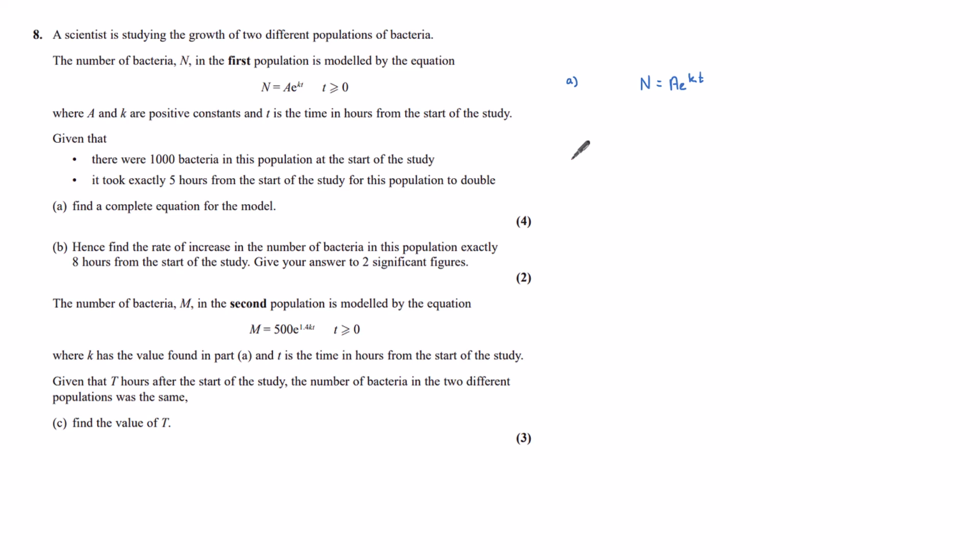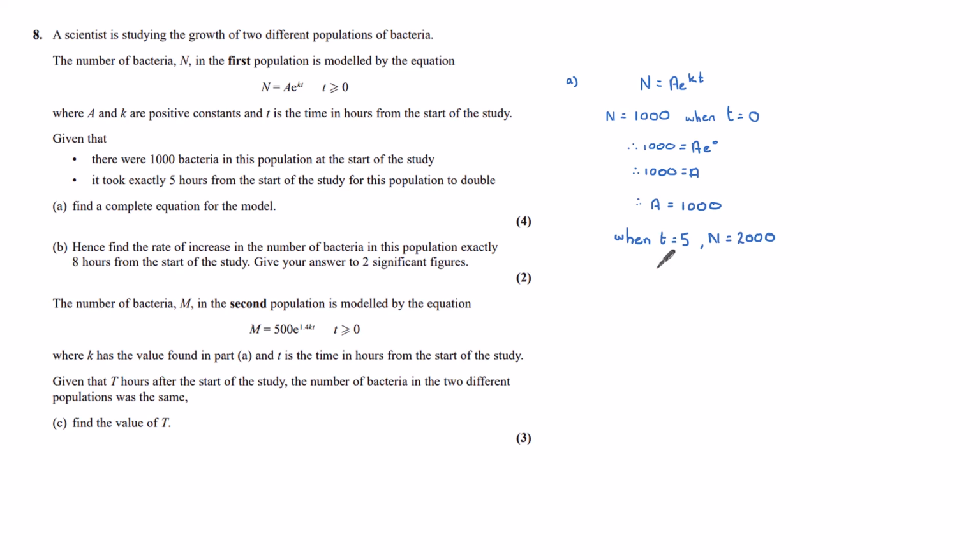So we're starting with this equation here. N = ae^(kt). And initially, we're told that there are 1,000 bacteria at the start of the study. So this means n is 1,000 when t is 0. So let's put these numbers into our equation. So 1,000 = ae^0. Since e to the power 0 is 1, we have 1,000 = a, or nicer, a = 1,000. The next thing we're given is that it takes 5 hours for the population to double.